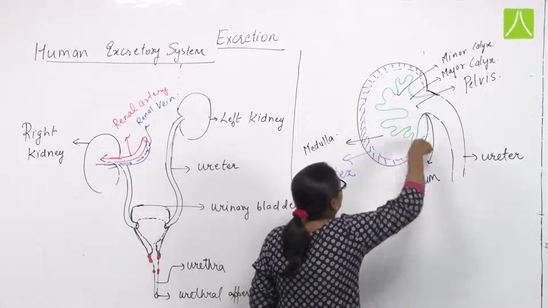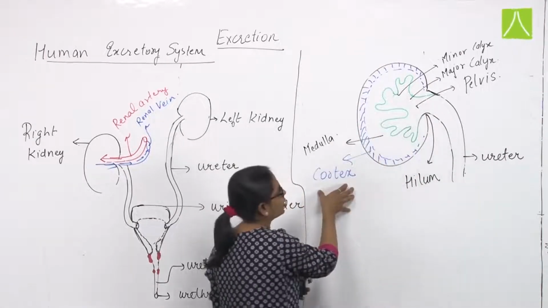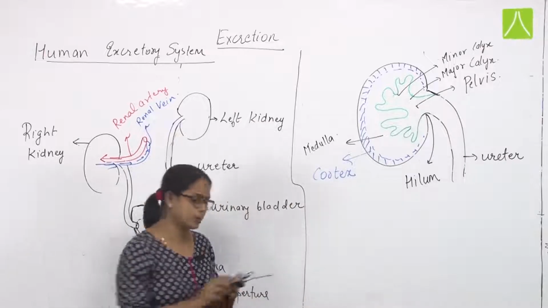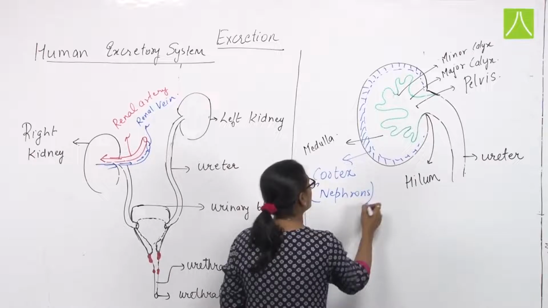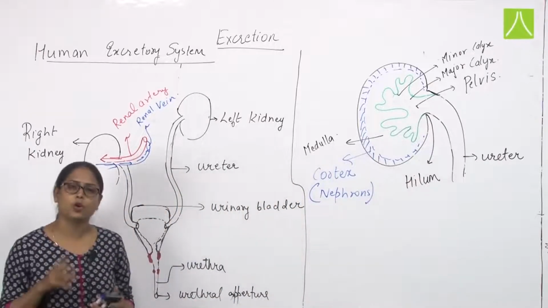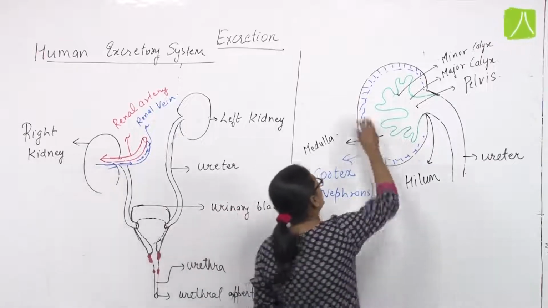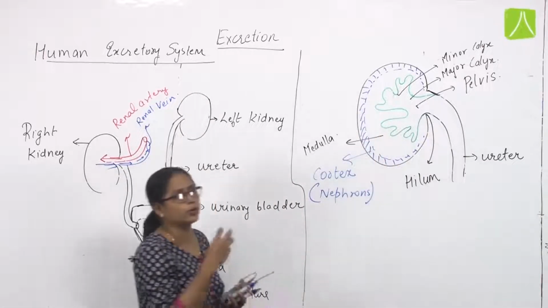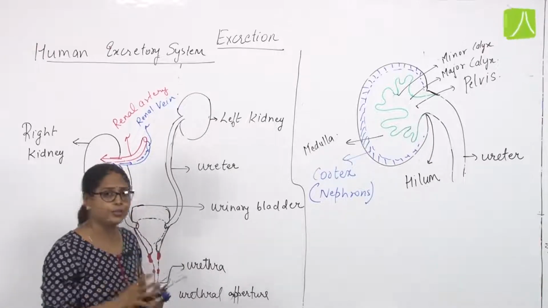Now, what are we observing here? This kidney is divided into two main regions. The peripheral region is known as cortex, which is darkened because of the presence of several nephrons in it. So many nephrons are present in the cortex region, and that is the functional or structural unit of the kidney. And the medullary part only has particular tubules of the nephron. That means it is the lighter region.